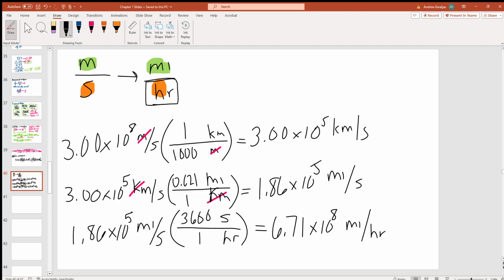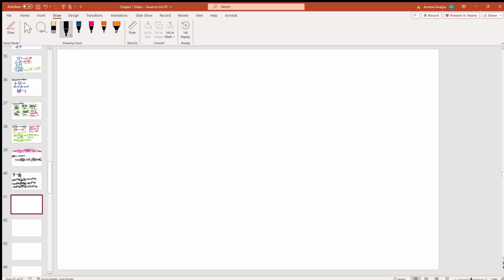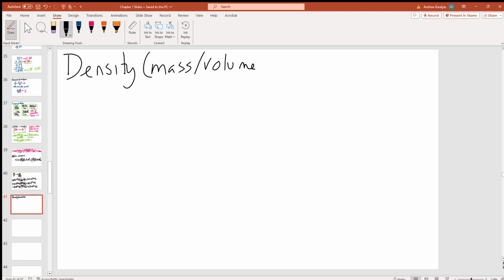All right, final thing before you start working on some practice problems related to unit conversions and dimensional analysis is I want to mention density. Density is the relationship between mass and volume. Now, how do we remember density? The equation is relatively simple.